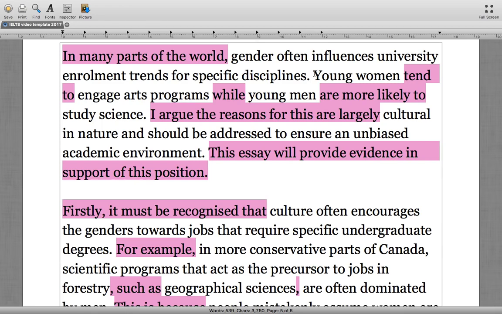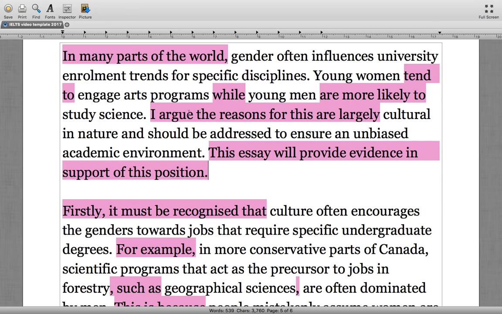Now, the detailed background sentence reads, young women tend to engage arts programs while young men are more likely to study science. So the question kind of gave us a bit of a dichotomy. So we had what women do versus what men do. And phrases like tend to, and then whatever, while something, and then, are more likely to. So I'm just trying to show you the structure that you could use to talk about both of these things without losing control of the grammar.